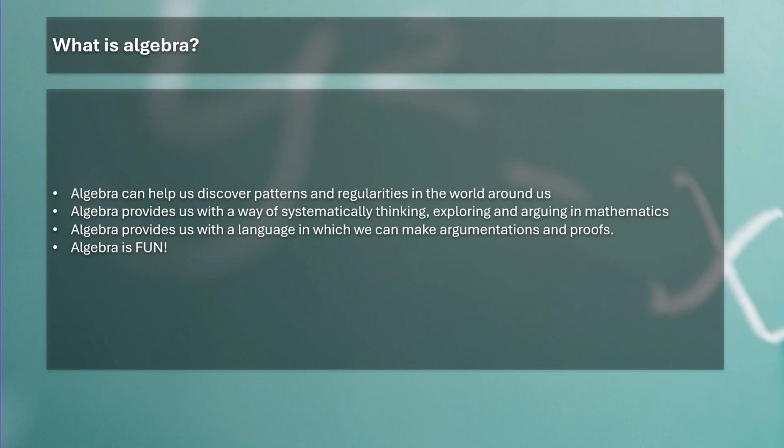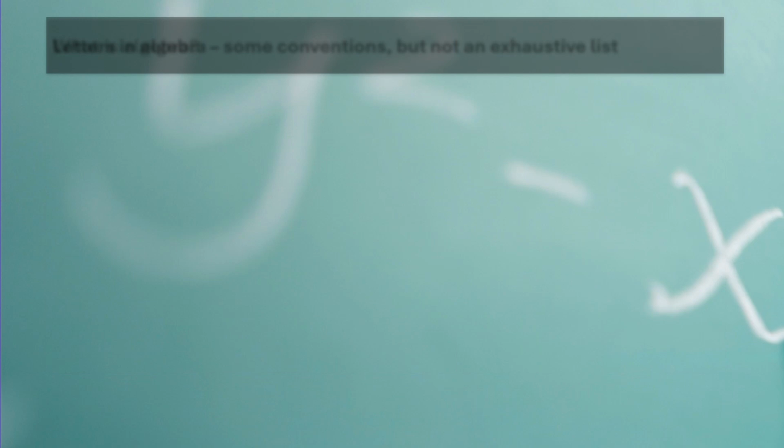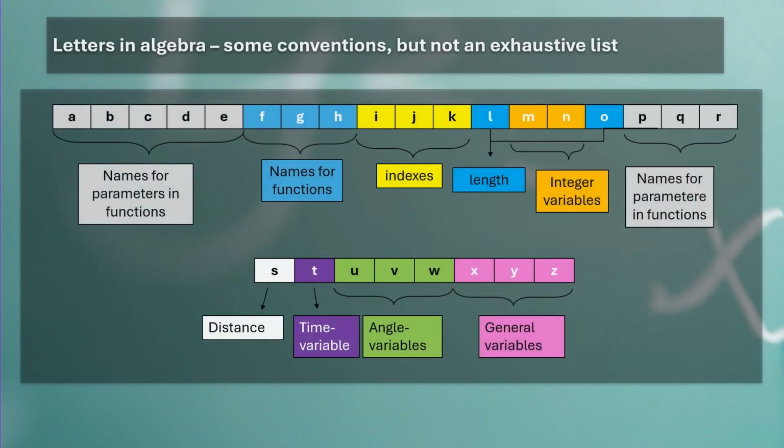Algebra is fun. In algebra, we have many letters that we use for different things. In mathematics, we have some conventions about which letters we use when. You can see a small, but not complete overview here. But note that in algebra, we can often choose the letters ourselves, as long as we explain what we mean by the letters we use. Like we did with the magic trick earlier, where we used P for wallet or purse.